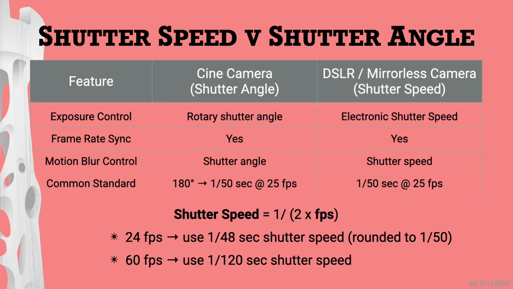So in DSLR video, shutter speed becomes your primary tool for shaping motion texture, exposure balance, and emotional rhythm. You're not just adjusting numbers, you're sculpting how time feels.